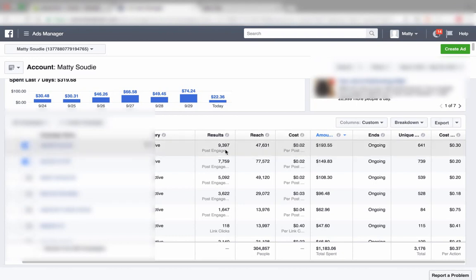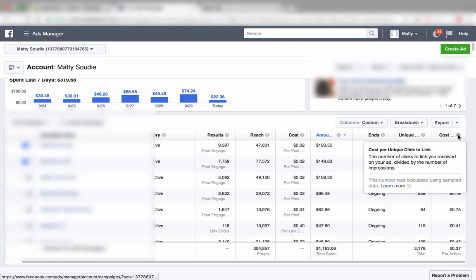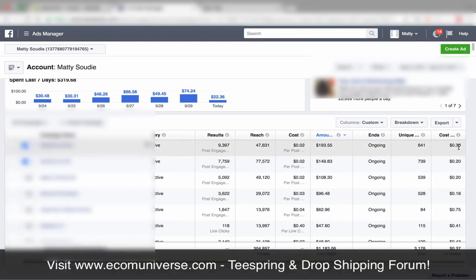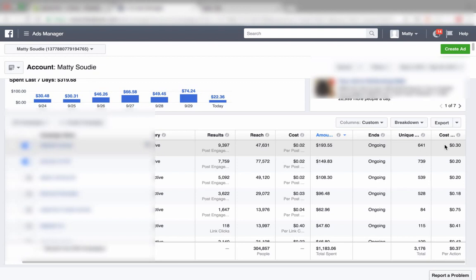Each one of these rows is a separate Facebook campaign that I've set up in the past, and this column here is how much I'm paying for a unique click to my link. So the link that I've put in my post, this is how much I'm paying for one person to actually click it. So 30 cents per person that clicks that link. Basically I'm paying 30 cents for someone to click the link and land on my page, so I'm spending 30 cents for someone to check out my product.